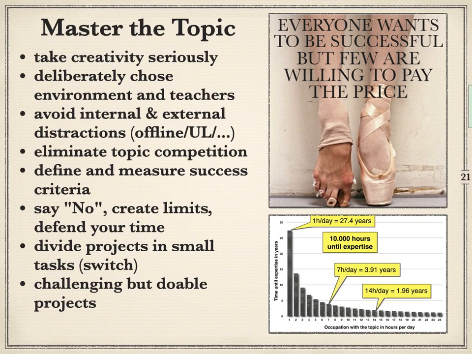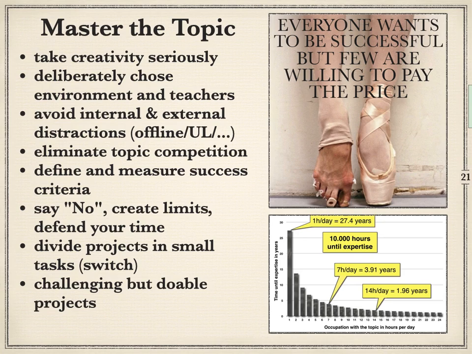For example, go offline, or if you write something, go to a university library, somewhere where you can really focus on your work. Then eliminate topic competition. So if there are other things you might want to do, really focus on something and ignore the rest. Then define and measure success criteria so that you get feedback whether you're on the right track. You have to say no, create limits and defend your time. You will never have enough time, you have to defend this time.